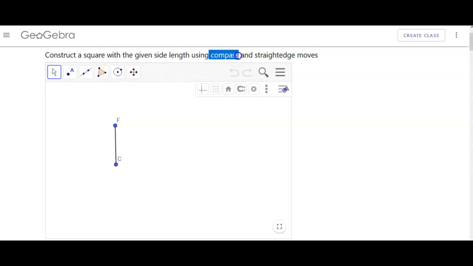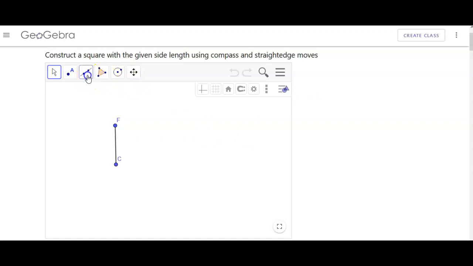And again, I just want to highlight this right here: compass and straightedge moves. Anytime it says construct, or compass and straightedge moves, or both of those, it means you're going to have to use circles first. Once you have those intersecting circles, then you can add in those straight lines. None of these constructions are going to happen unless you have those intersecting circles.